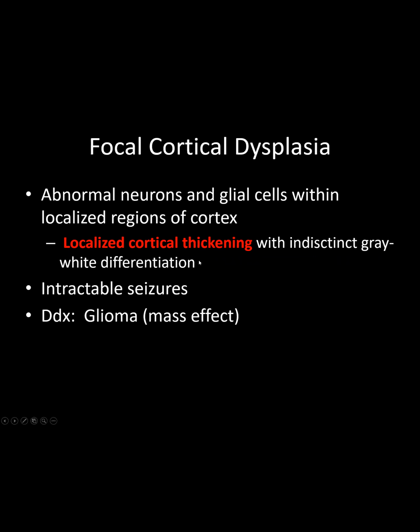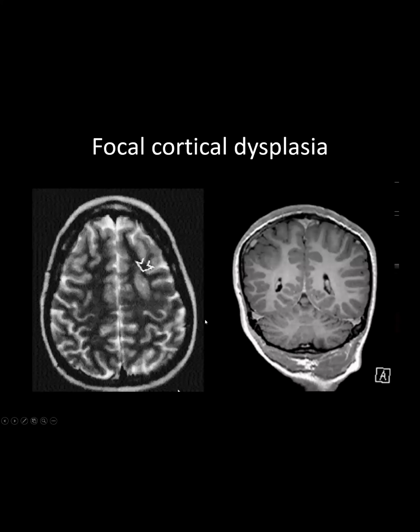And what you'll see again is going to be thickening of the cortex, and it might look fuzzy with loss of gray white differentiation. The big thing you'd be worried about differentiating from would be maybe a glioma, which might have mass effect, and if you do MR perfusion, it'll have elevated perfusion inside of it.